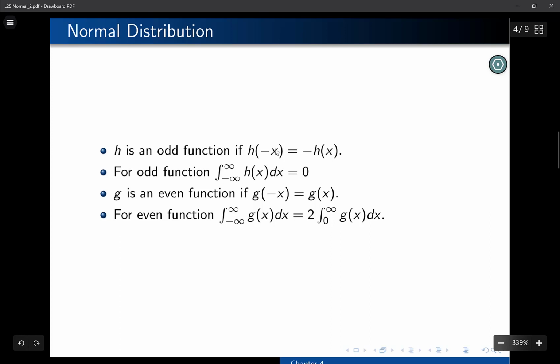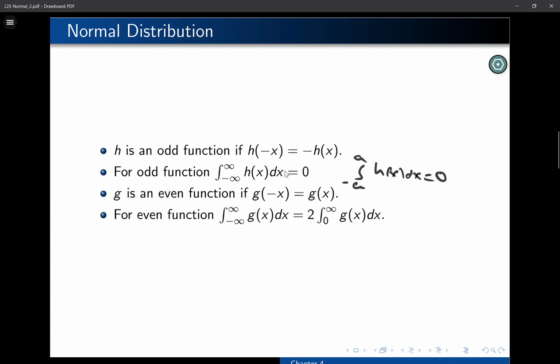So for odd function, this integration, the limits of this integral have to be symmetric. So if it's minus infinity, the upper limit has to be plus infinity, h of x dx, and this integral is going to be 0. In fact, if I integrate this over minus a to a, where a is some number, h of x dx is also going to be equal to 0. Okay, so let's understand a little bit why this is true.